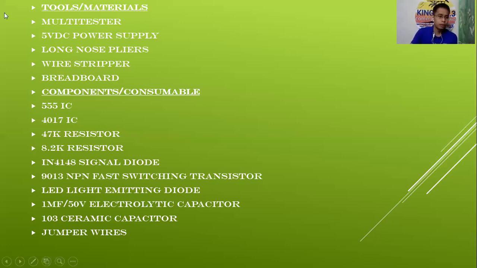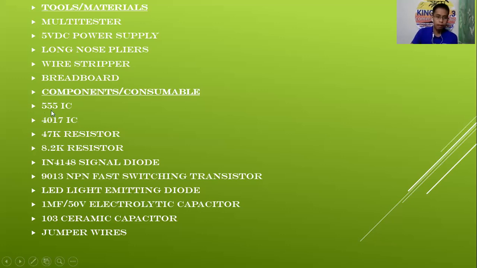Breadboard is a device used for prototyping or for making a temporary connection. Okay, next, the components that we need are the consumables.